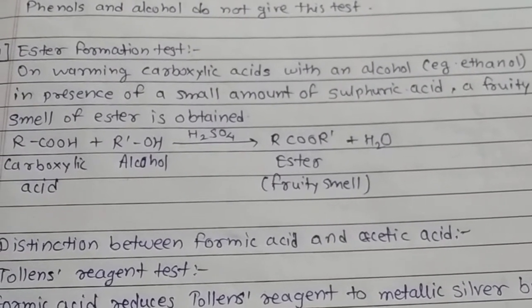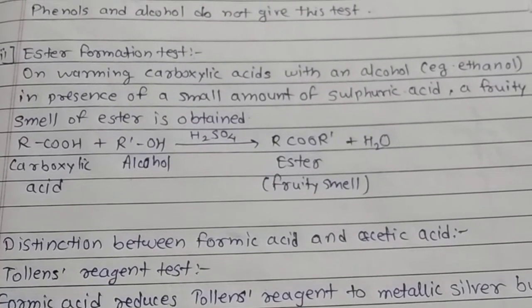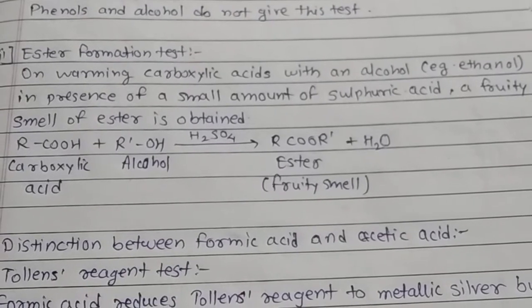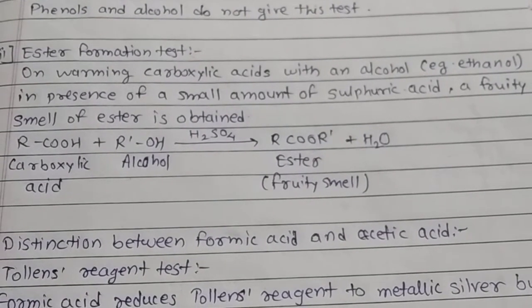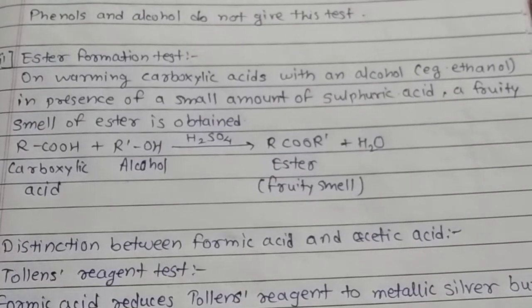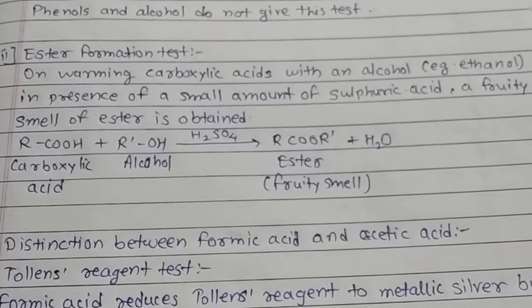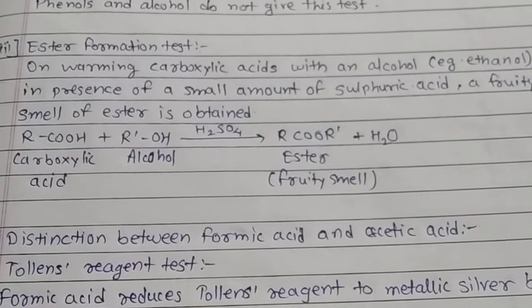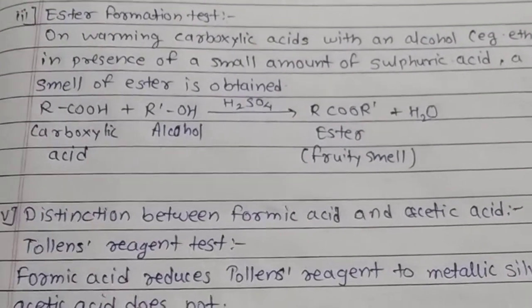So whenever a carboxylic acid reacts with an alcohol, every time we get an ester as the product, and esters have a fruity smell. So from that we can detect that an ester is formed by the reaction of a carboxylic acid with an alcohol. So that's the ester formation test, and we can detect formation of ester by its fruity smell.